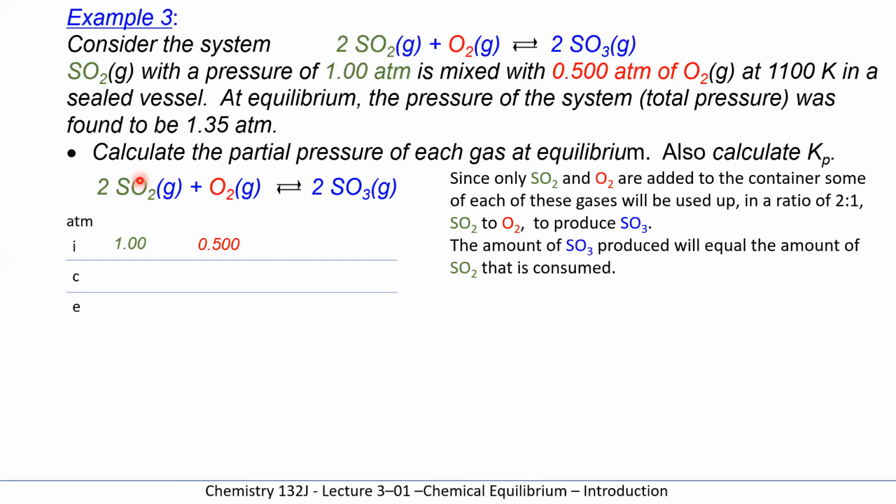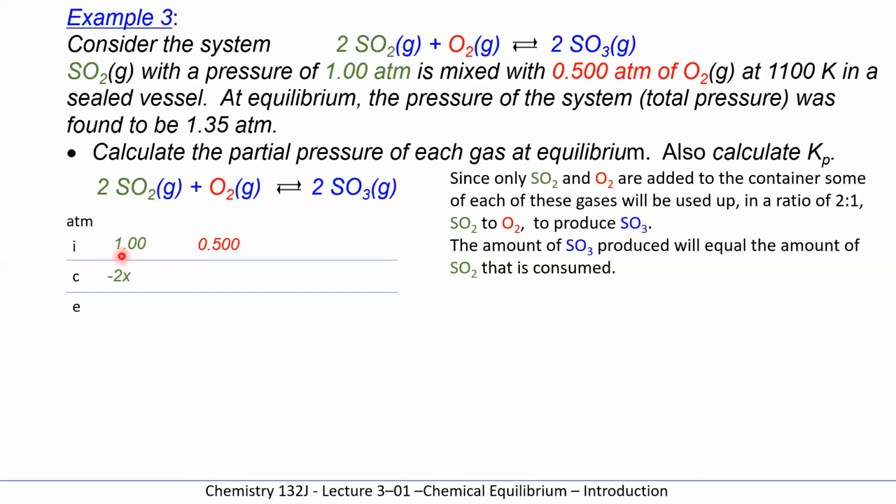Now, since sulfur dioxide and oxygen were added to the container, this system has to shift to the right before equilibrium can be established. So we're going to use up these two substances at the ratio of 2 to 1, and we're going to make SO3. Again, the amount of SO3 produced is going to equal the amount of SO2 consumed. It's going to be twice as much as the amount of O2 that was consumed. All we're given is the total pressure of the system, which is the pressure of all three gases. So again, we're going to have to make some assumptions here.